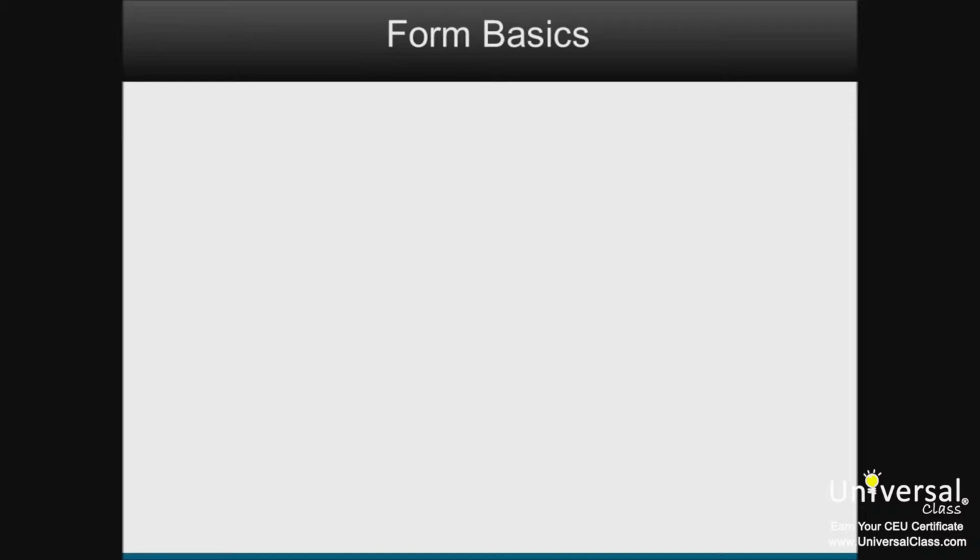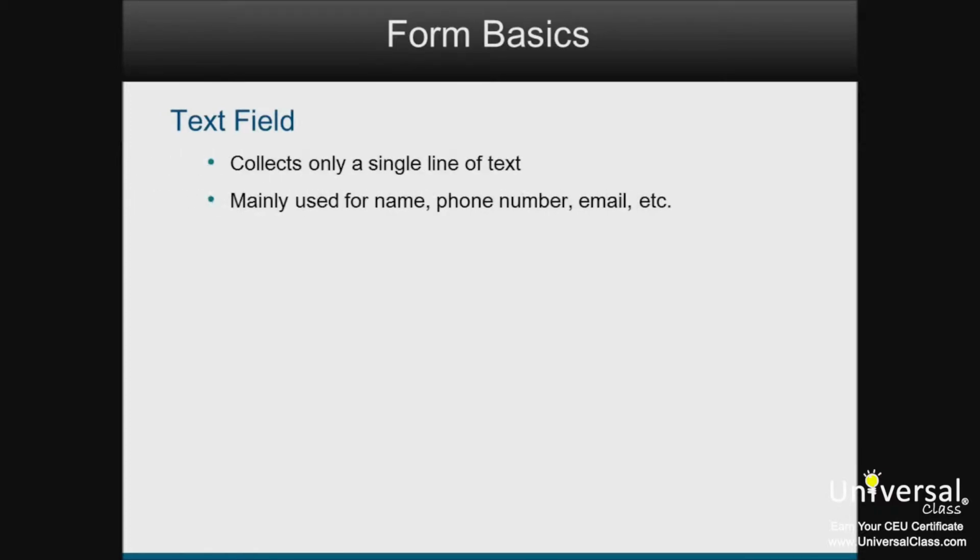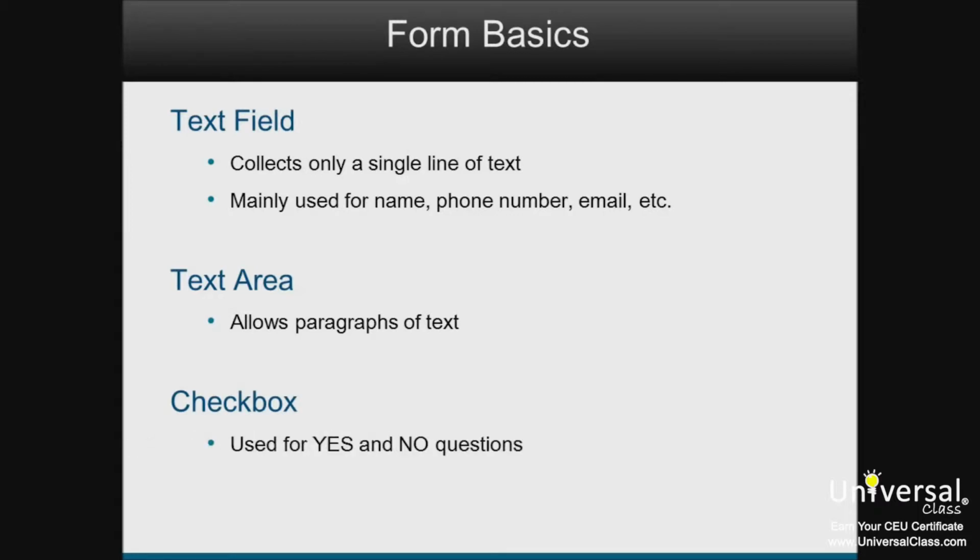Before we delve into how you create a form, it's important that you know the aspects of any form that you can create. Now we're going to go over the aspects of the forms, and you will need to know these, so take time to study them carefully. First, a text field. A text field is there to collect text, but only a single line of text. These are mainly used to gather names, phone numbers, email addresses, and so forth. Now, a text area is very much like a text field, but paragraphs of text can be entered. And a checkbox is used for yes or no questions.